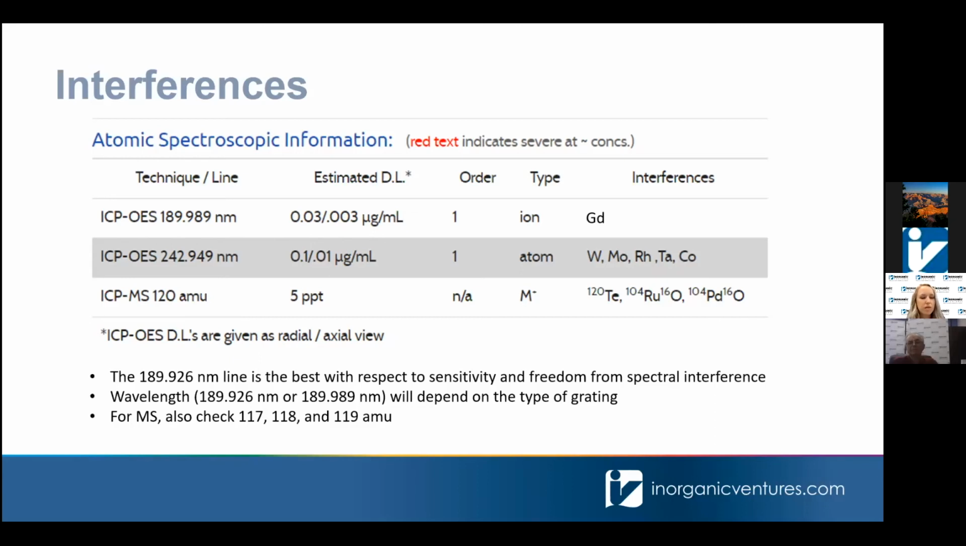For mass spec, we recommend the 120 line, although there is an interference from tellurium here, and, to a lesser concern, ruthenium and palladium interferences. And so if you do have any of those analytes in your analysis, make sure to check the other lines as well. So the 117, 118, and 119 lines are also good for mass spec, and you should see good agreement across all of these lines on mass spec.